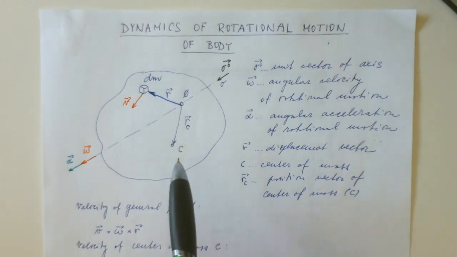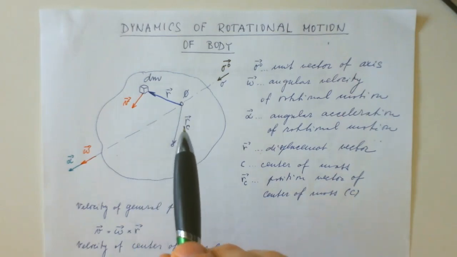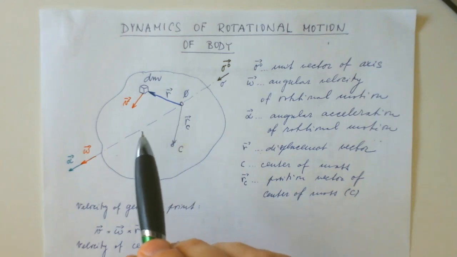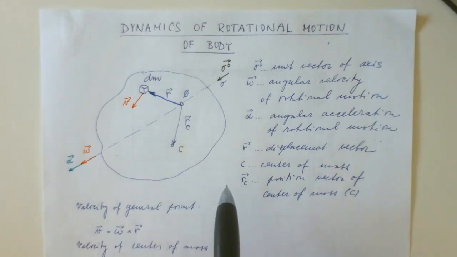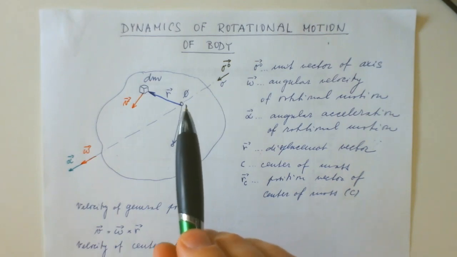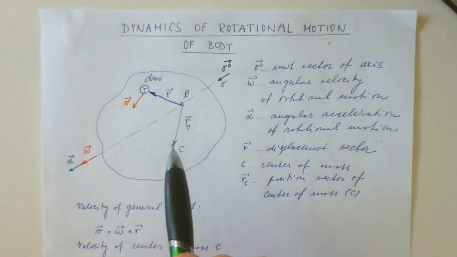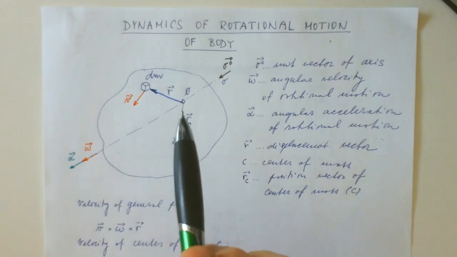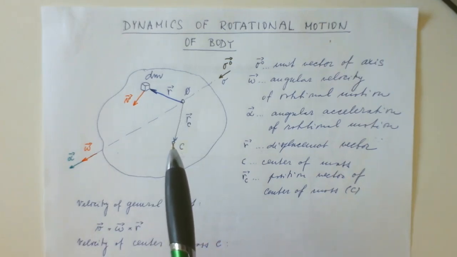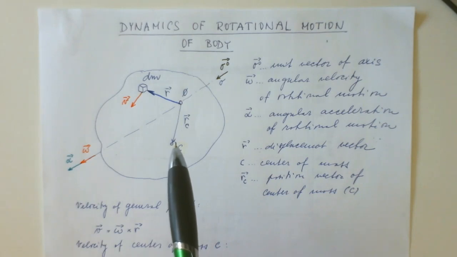C is the center of mass of this body. Generally, it doesn't lie on the rotational axis, and rC is the position vector of the center of mass. So in a local coordinate system, it's a constant vector, because the center of mass of the body with respect to the body shape or body space doesn't change position.